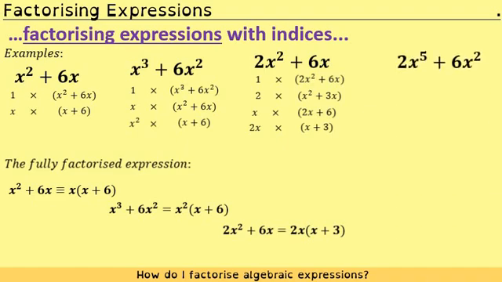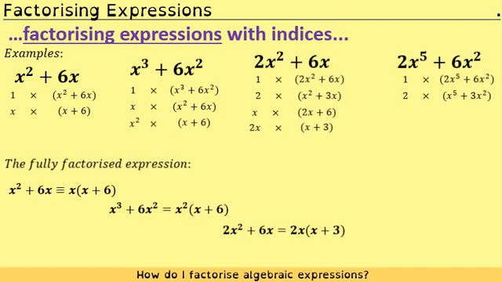And the last example, we have 2x to the power of 5 plus 6x squared. Now, I'm going to start off by taking out my easiest factor, just 1. Then I will be able to take out also a factor of 2 from both terms, and that will leave me with x to the power of 5 plus 3x squared.